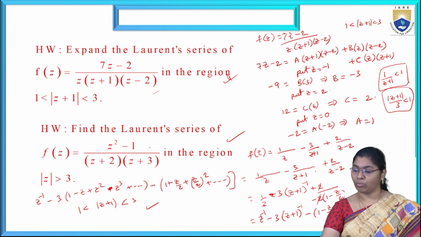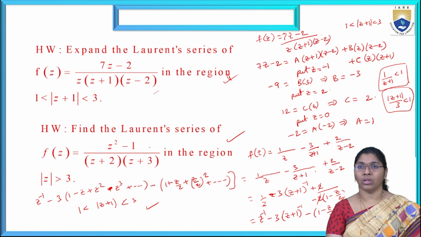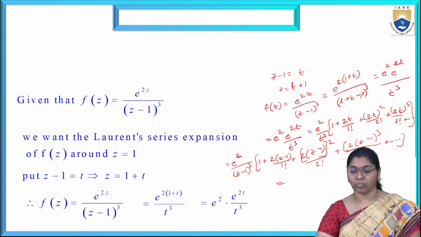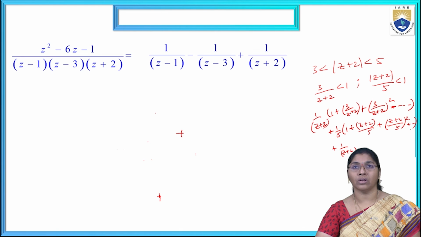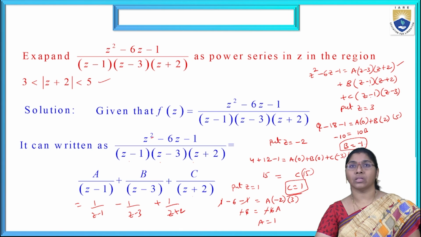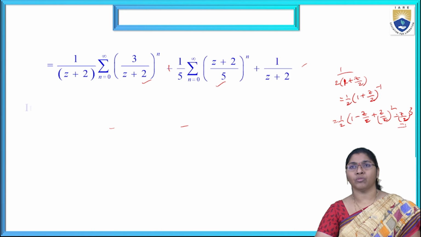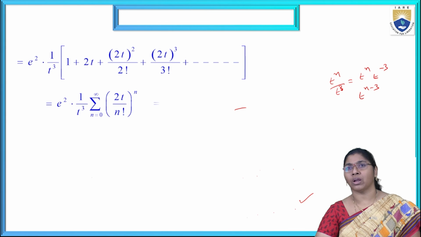Here also same, 1 by z plus 1. Now z by 2 is common, and we have completed that one. Now this is the complete series of the section. These are the Laurent series expansions. Total 4 or 5 problems are there. The first problem is more important and the third one is also more important. These are the complete Laurent series problems.